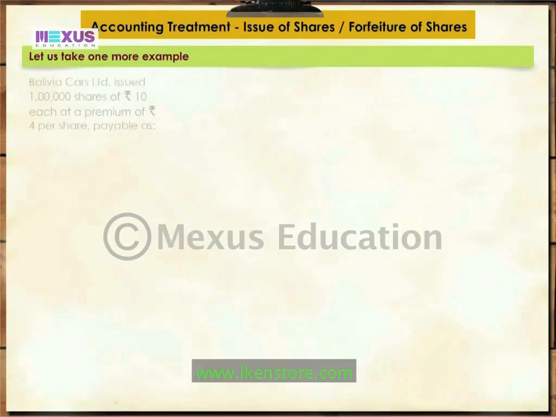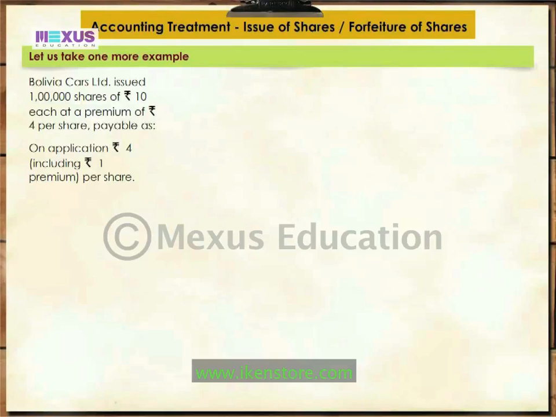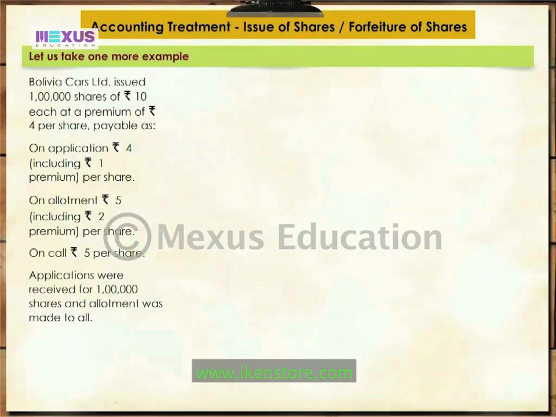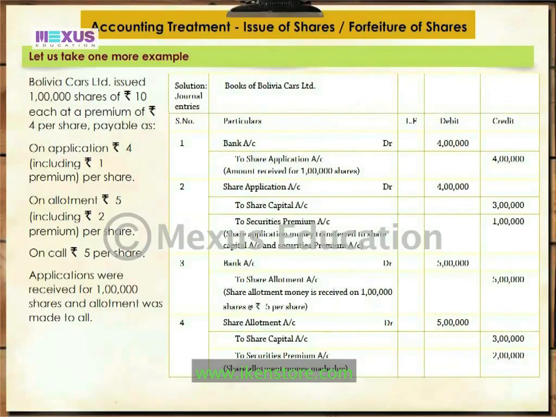Let us take one more example. Bolivia Cars Limited issued 1 lakh shares of 10 rupees each at a premium of 4 rupees per share, payable as on application 4 rupees including 1 rupee premium per share. On allotment 5 rupees including 2 rupee premium per share. On call 5 rupees per share. Applications were received for 1 lakh shares and allotments were made to all. The journal entries would appear as shown.